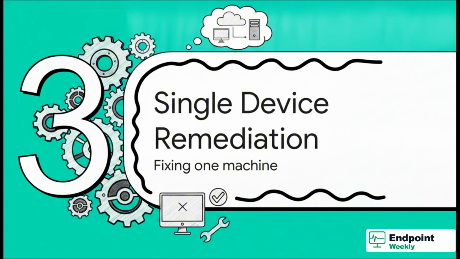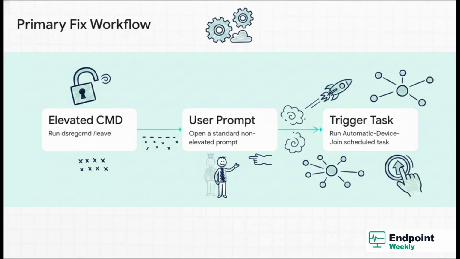Section 3, Single Device Remediation. Let's look at fixing one machine at a time. Okay, so here is the actionable sequence to clear the local device registration state and force a fresh attempt. It actually requires 2 separate sessions. First, you run dsregcmd /leave in an elevated prompt. This clears the slate. Then you step down to a standard non-elevated user prompt and trigger the automatic Device-Join scheduled task. This forces the device to reach back out and attempt the handshake with Entra all over again.